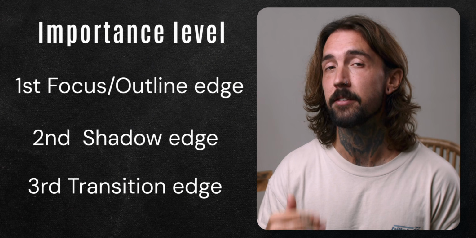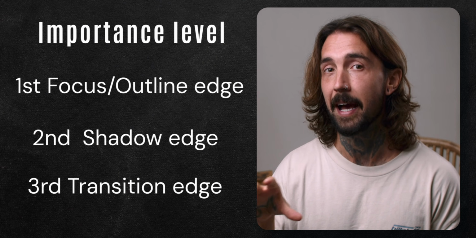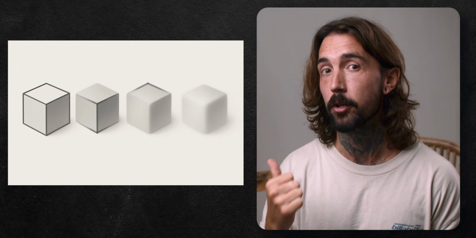They show where the light stops and the shadows begin, which describes it as a 3D shape. This is what creates the integrity of your portrait. And just as important as the shadow edges are your focus and outline edges. These are the lines that give your portrait clarity and tell the viewer exactly what to look at, just like we saw with the cubes earlier.